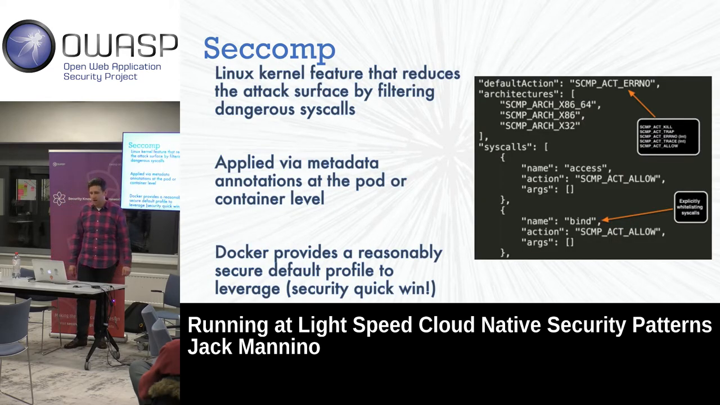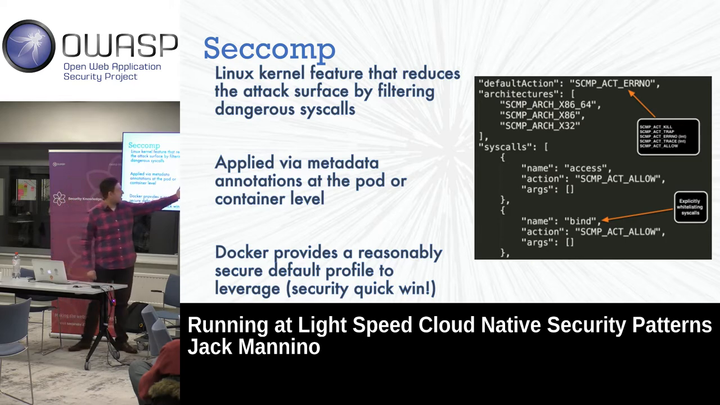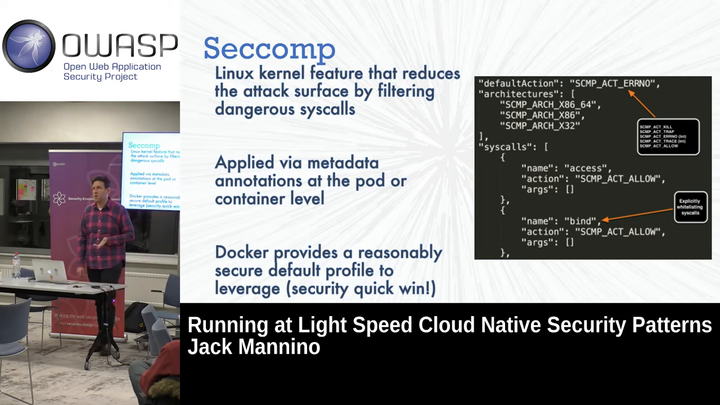Seccomp I keep talking about here, and seccomp allows you to filter dangerous system calls. Here's an example of a really simple seccomp policy, and basically what we're doing is explicitly whitelisting various syscalls that we want to allow, and then everything else is essentially denied by default. The Docker defaults are fairly good. You can prune them down even further in a lot of cases, but out of the gate they get rid of a lot of the dangerous syscalls.